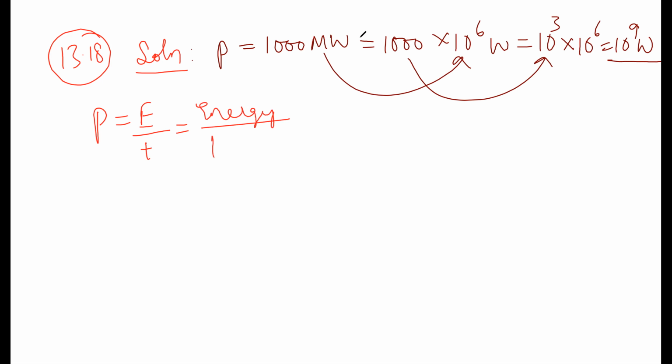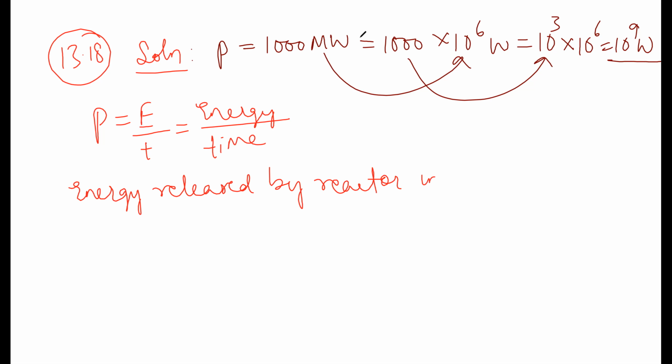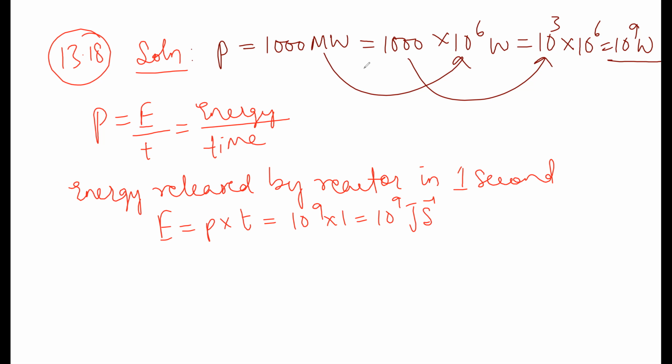Energy divided by time. So, energy released by the reactor in 1 second has to be calculated. The formula is E is equal to P into time, which gives 10 to the power of 9 into 1, that is 10 to the power of 9. Energy is measured in terms of joules per second.